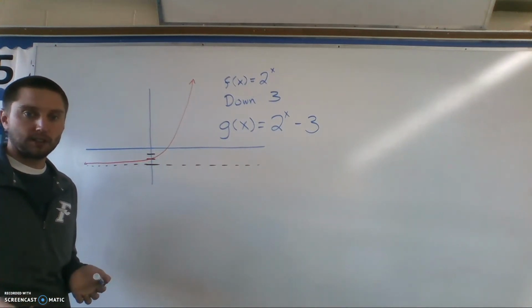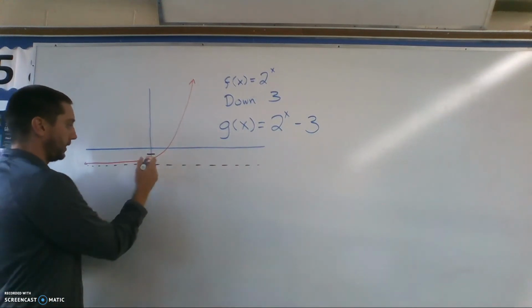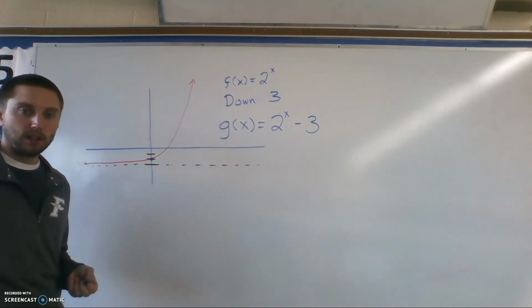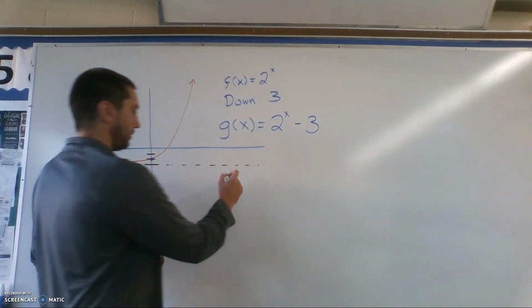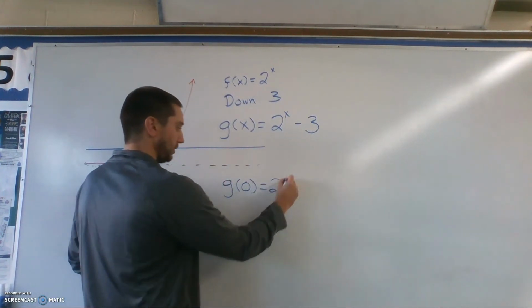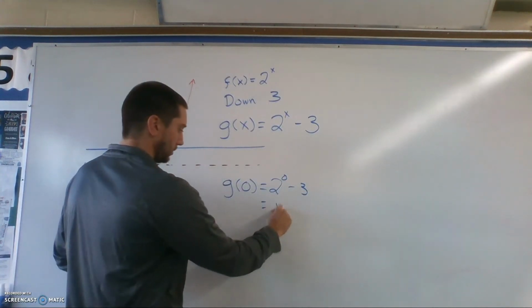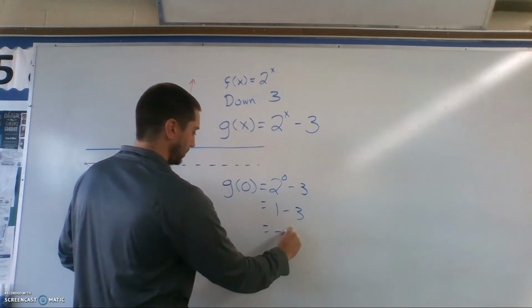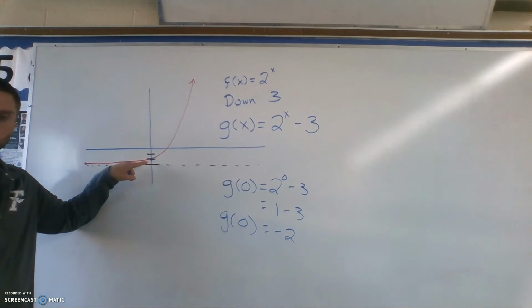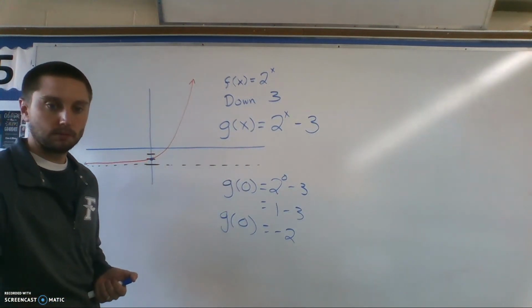Now we could check this. How can we check to make sure that we were on the right track? Well, we have a good point right here. We have a y-intercept of negative 2. So how do I check y-intercepts? I plug in 0 for x. So if I plugged in 0 into my new equation, g of 0, that'd be 2 to the 0 minus 3. Anything to the 0 power is 1. So this is 1 minus 3, which is negative 2. So g of 0 is negative 2. And there it is right there. So I feel pretty good about my equation moving forward.